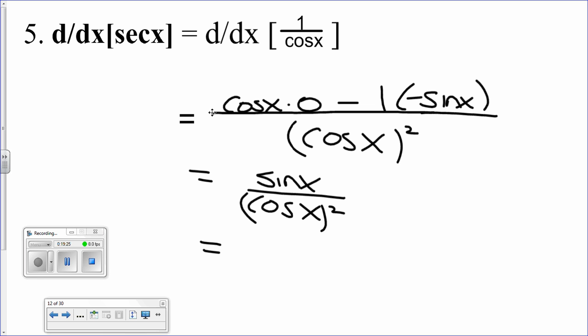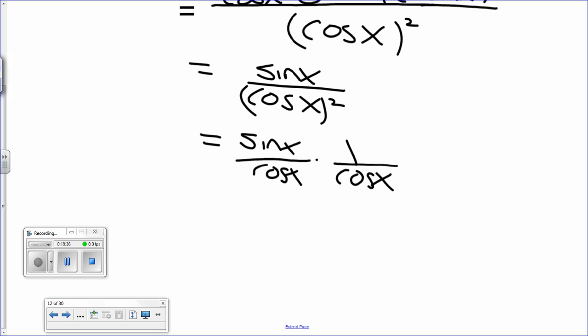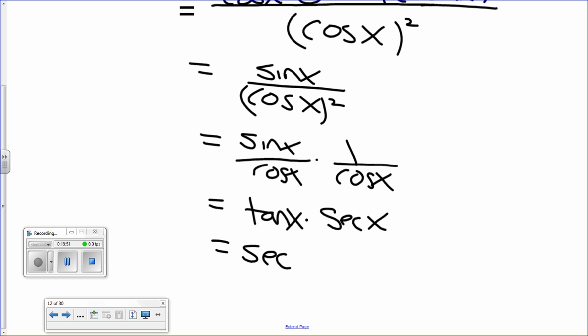I can break that up into sine x over cosine x times 1 over cosine x. You see that we can do that? What's sine x over cosine x? Tan x. And 1 over cosine x? Secant x. We don't memorize it in this order, but it's commutative, it doesn't matter. So we say the derivative of secant x is secant x tan x.